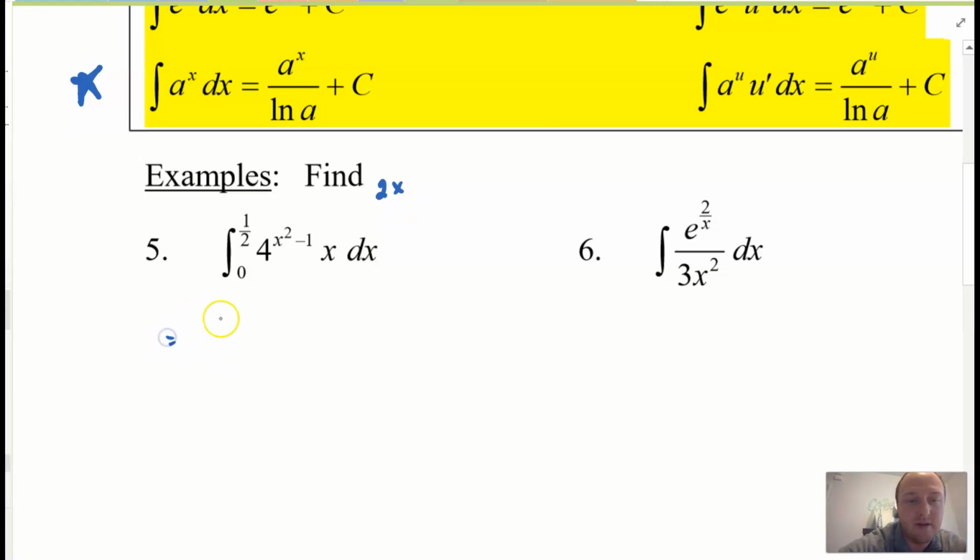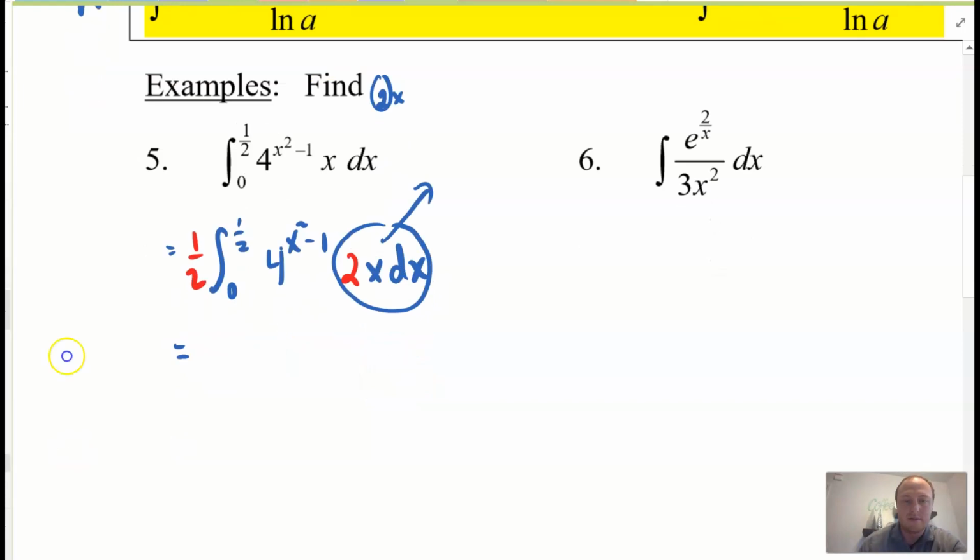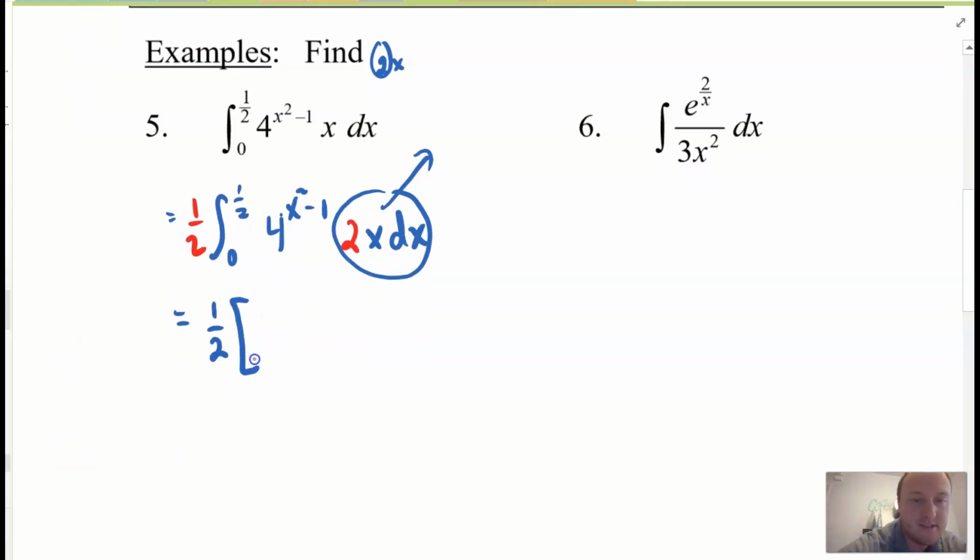So I'm going to rewrite this. From 0 to 1/2, 4 to the power of x squared minus 1, and I'm going to write x dx, okay? So I need a 2, I have to introduce that to get my hook. When I introduce it, I have to balance it, and I'm going to do this with a different color. So I'm introducing a 2, so I have to balance it with a 1/2, okay? Now when we integrate, this hook goes away. So I have 1/2 times, now I'm going to integrate 4 to the x squared minus 1.